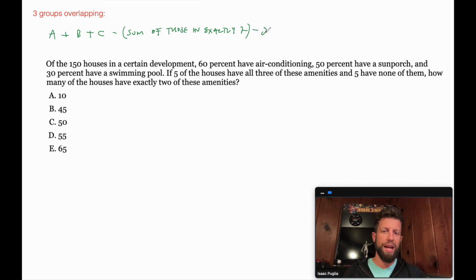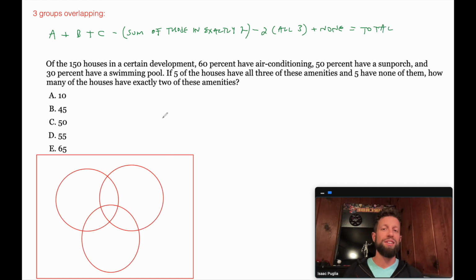We're also going to subtract 2 times the members of all 3 groups, and plenty of people have asked why. Why do we do that? Why do we have to multiply by 2? I'll explain that momentarily. Then we have to add in the members of none of the groups, and that should give us an accurate head count for the total people in the situation.